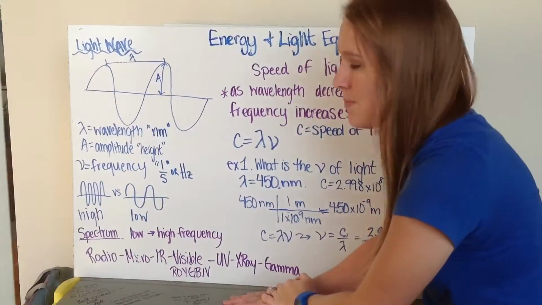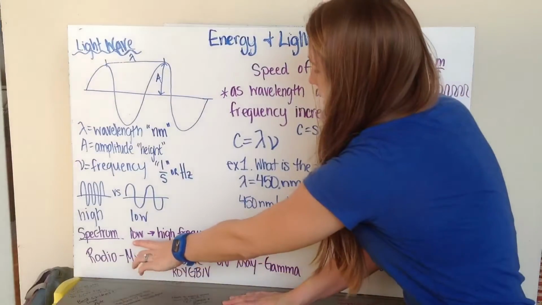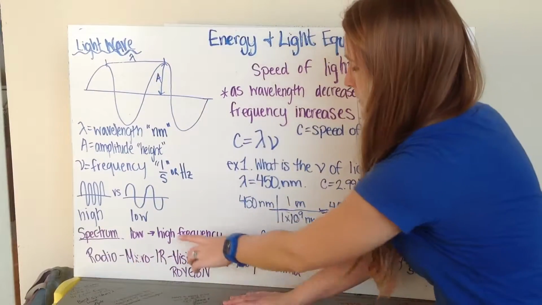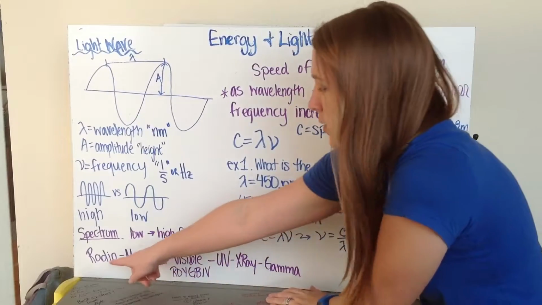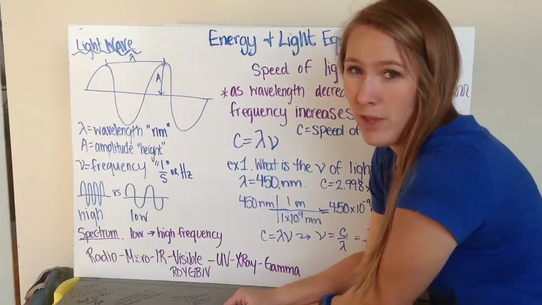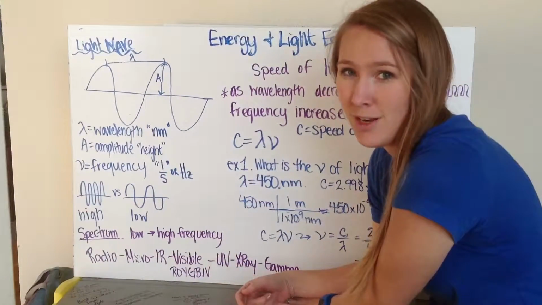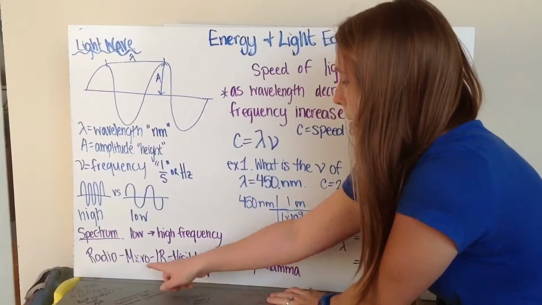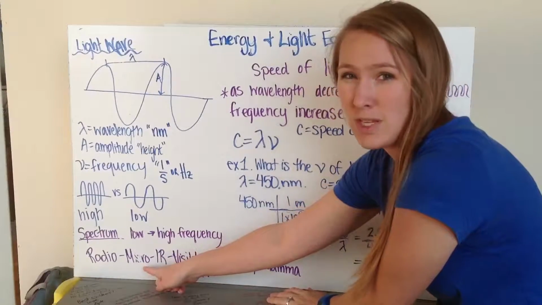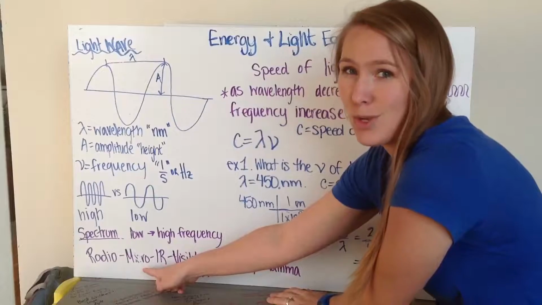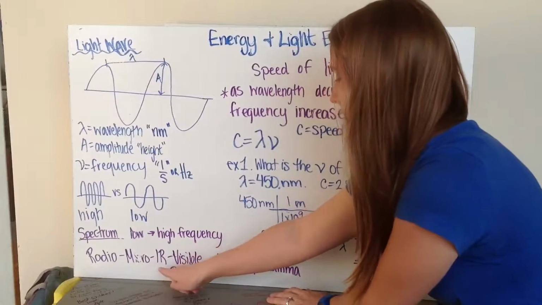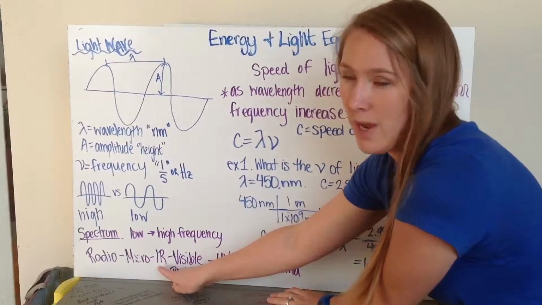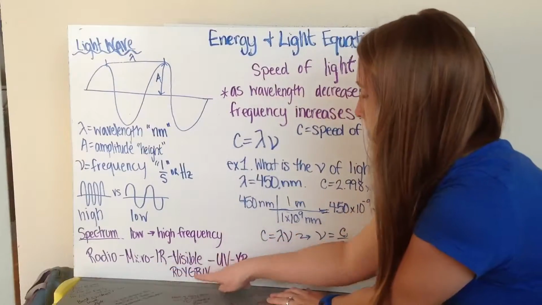We have a light spectrum that goes from low frequency to high frequency. Radio waves are going to be your longest wavelength. They're the waves that travel through the air to give you your radio station. Microwaves, these are the waves that you use in a microwave to cook your food or popcorn. IR stands for infrared. Then we have our visible region.